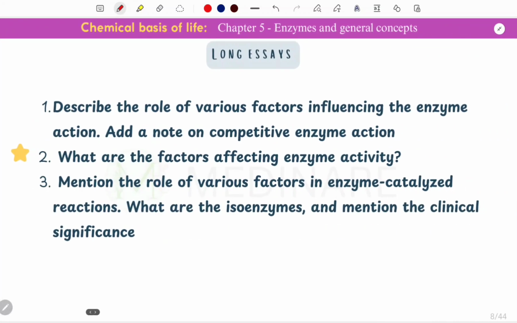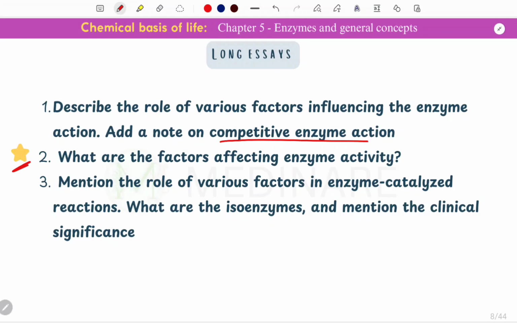Moving on to the next chapter, which is very important, enzymes and general concepts. In this, there is a long essay which is: describe the role of various factors influencing enzyme action, and write about competitive enzyme action. Then I put a star mark here, and you can see the star mark in the further parts of the video too. This means that you cannot enter the exam hall without reading this question, because it is very significant that you know these before entering your exam. That's what the star mark actually means. So concentrate a little more on these topics, okay?